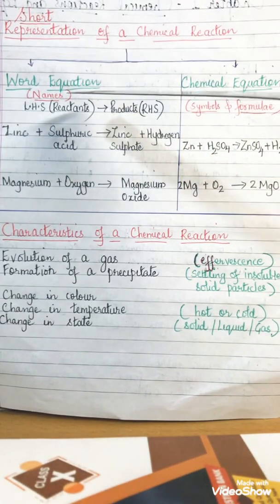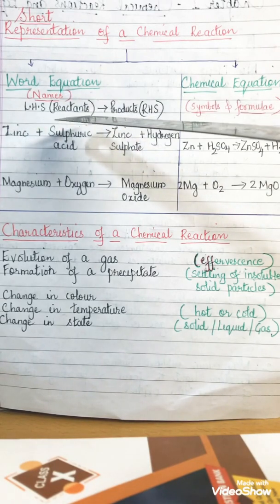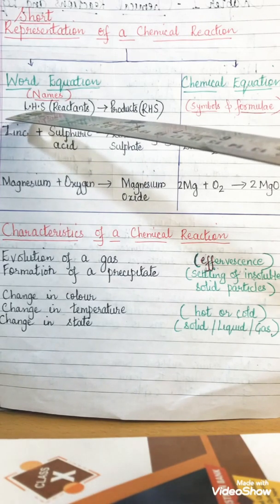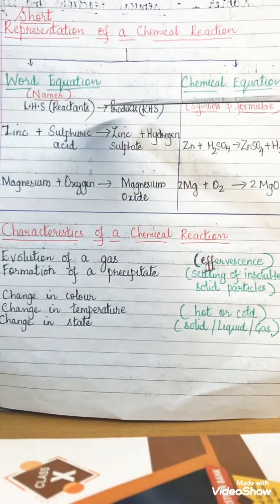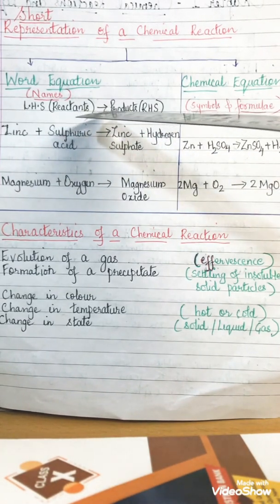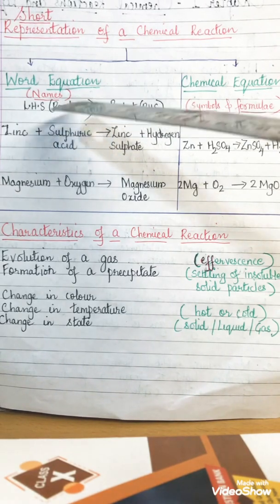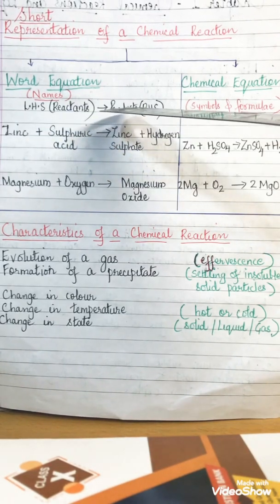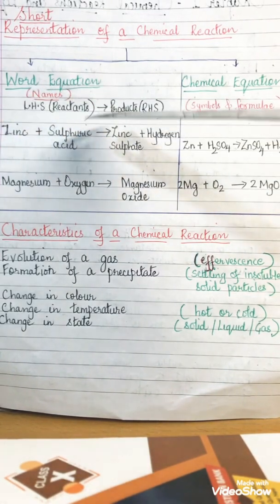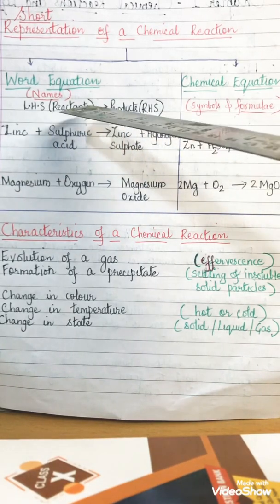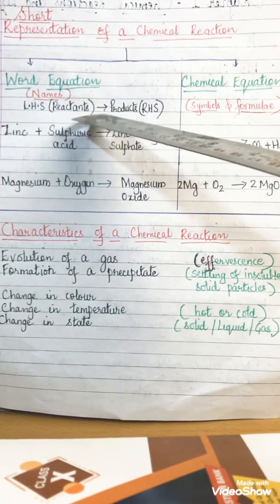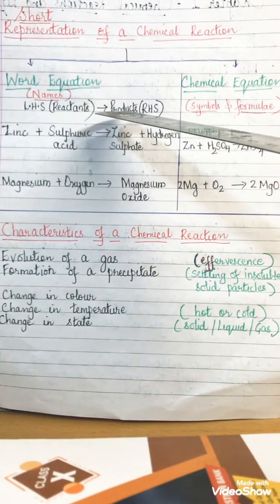Now, when you write an equation, you have to remember that the reactants are always written on the left hand side and the products are always written on the right hand side. An arrow pointing towards the products is placed between the reactants and products. Once again, the reactants are written on the left hand side, products on the right hand side. An arrow pointing towards the products is placed between the reactants and the products.